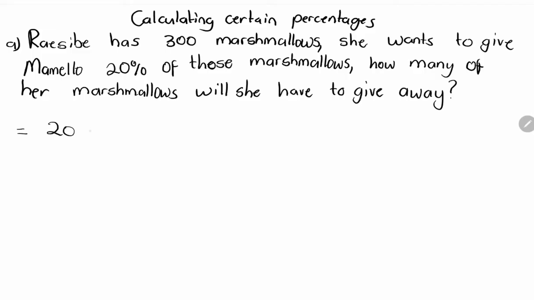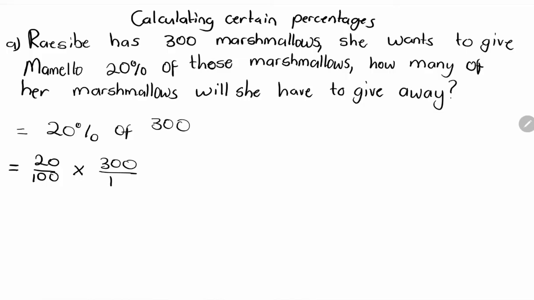So, 20% of 300, right? Secondly, you can convert your values into fractions. So 20% as a fraction becomes 20 over 100. You can turn the "of" into a multiplication sign, right? And then 300. 300 as a fraction, you can rewrite as 300 over 1.